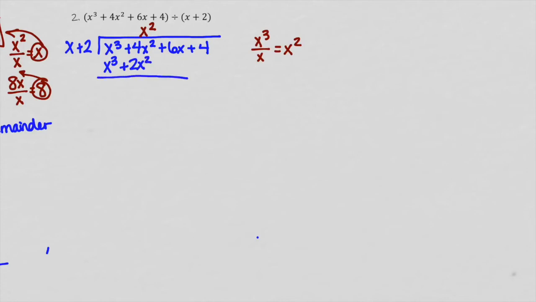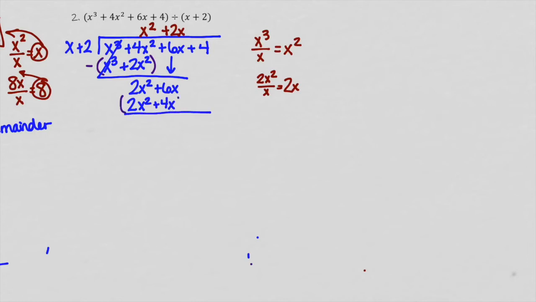I'm going to subtract that from the x cubed plus 4x squared. So x cubed minus x cubed is 0. 4x squared minus 2x squared is 2x squared. Bring down the next term. So I have 2x squared plus 6x. We need to find our second term of our answer. So I'm going to take 2x squared and divide it by x. And I get 2x. So that's going to go across the top. So I have plus 2x. Then I take 2x and multiply it by x plus 2. So I get 2x squared plus 4x.